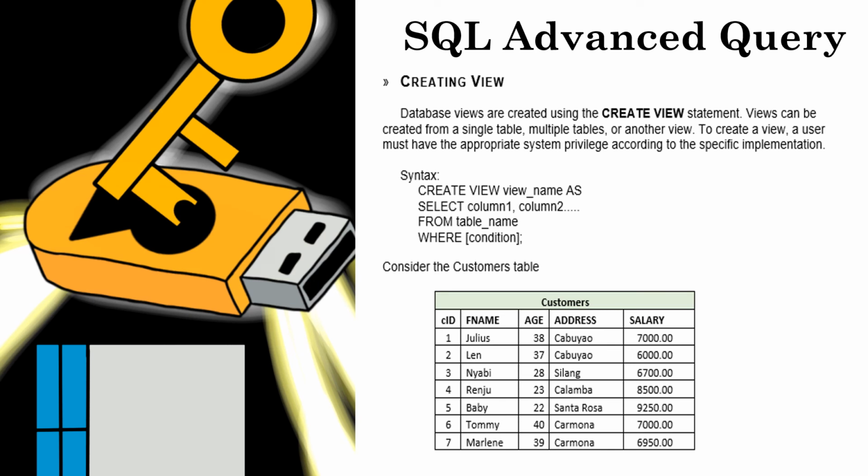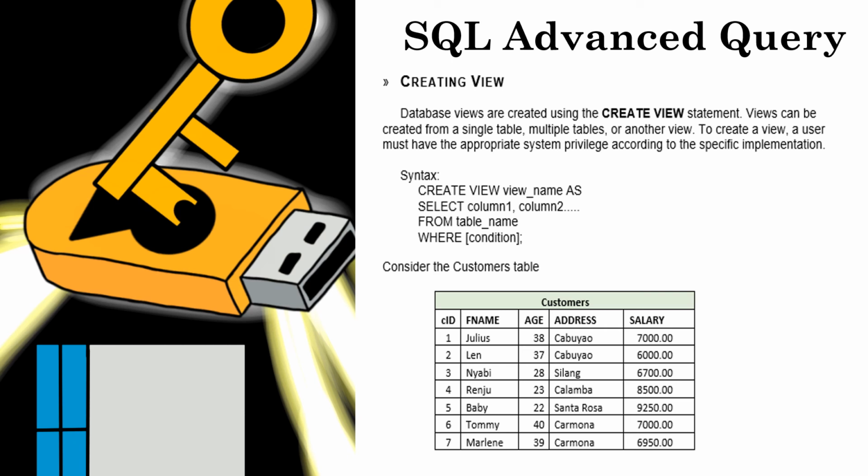How about creating a view? Database views are created using the CREATE VIEW statement. Views can be created from a single table, multiple tables, or another view. To create a view, a user must have the appropriate system privilege according to the specific implementation. The syntax is: CREATE VIEW view_name AS SELECT column1, column2 FROM table_name followed by a condition.